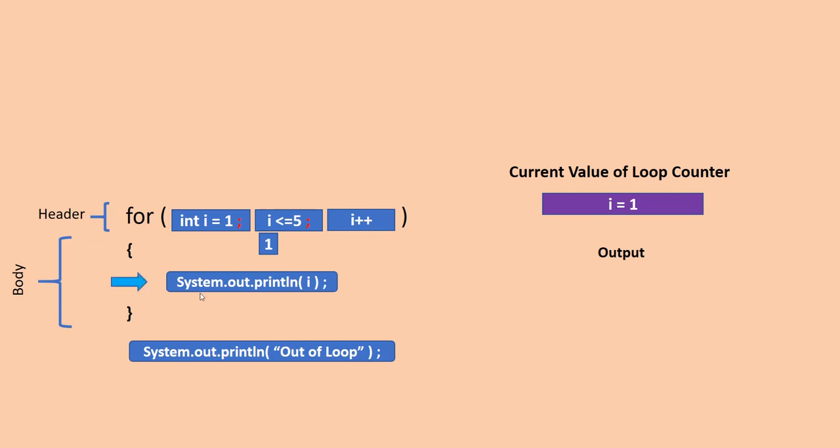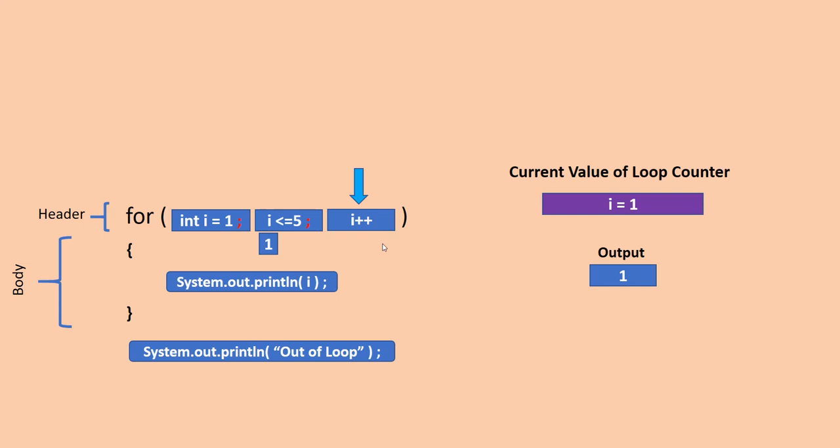Once this statement is executed, it will print out the current value of loop counter I. You see, I has a value of 1 and it outputs the value of 1, and the control moves to the end bracket of the for loop body. Once the control encounters the end bracket, it moves back. But see where it will go back. Now the control has moved back to the increment statement.